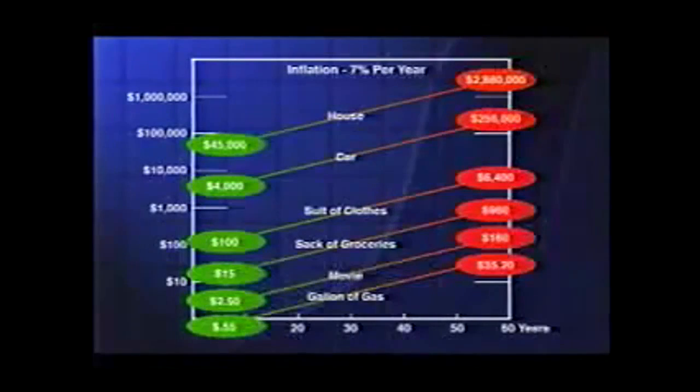$2.50 for a movie will be $160. The $15 sack of groceries that my mother used to buy for $1.25, that'll be $960. A $100 suit of clothes, $6,400. A $4,000 automobile will cost $250,000, and a $45,000 home will cost nearly $3 million.